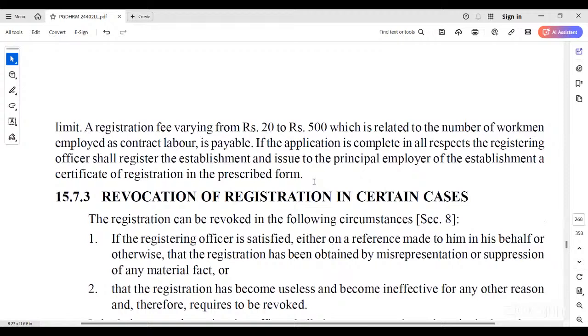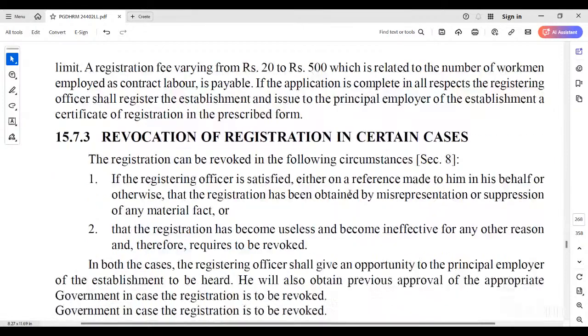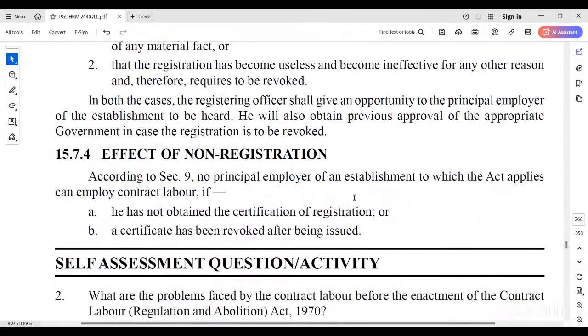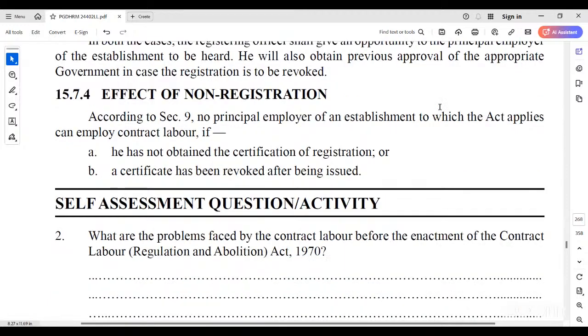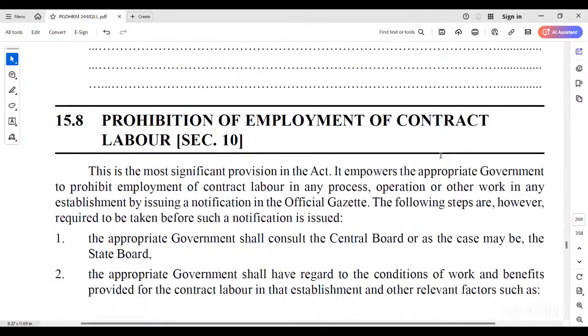Then revocation of registration in certain cases. Sometimes there can be revocation of registration, and its effect on non-registered organizations. Under Section 9, no principal employer of an establishment may employ contract labor if he has not obtained a certificate of registration, or if the certificate has been revoked. So prohibition applies, and such establishments are not allowed to employ contract workers as per this Act.